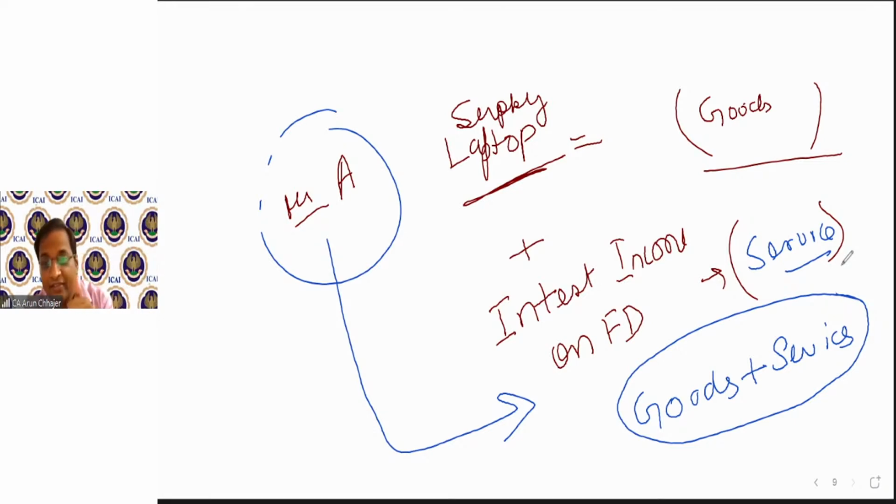He is receiving the interest income, which is service. He is making the supply of the laptop, which is goods. So basically, I can say Mr. A is supplying the goods as well as services. For the time being, I am yet to explain the proviso. Can I say this? He is engaged in the supply of goods and services? The answer is yes.